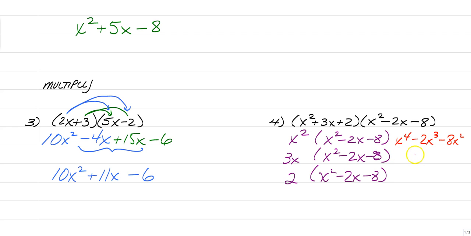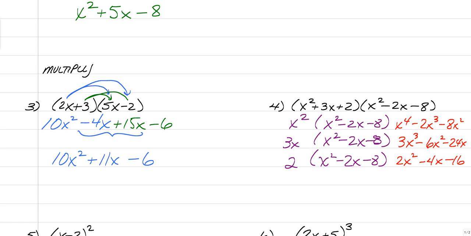And then you distribute this guy. That's going to give you 3x cubed minus 6x squared minus 24x. And finally, you do that with the constant. You have 2x squared, and then you have a negative 4x and a negative 16. So all we did is, instead of drawing a bunch of arrows to get lost, you just copy each one of those terms, and then you distribute it to the same one all 3 times.